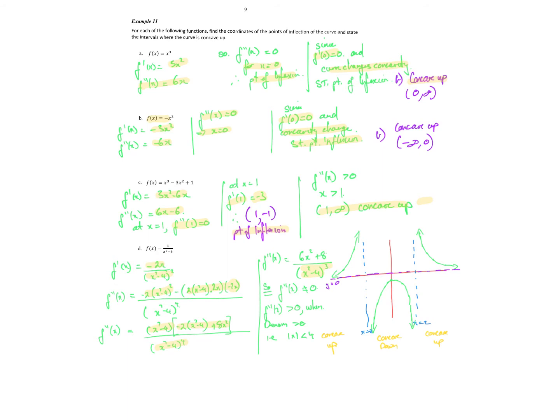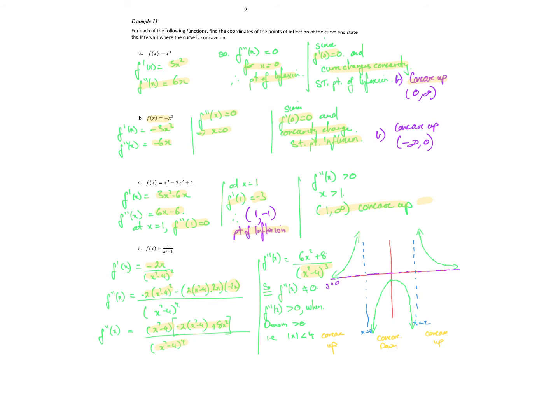So what does that tell me? Well, first things first, x squared minus 4 can never be 0, because that's the denominator. And 6x squared plus 8 will never be 0 because x squared is always positive and we're going to add 8 to it. So at no point is the second derivative 0. So there's not going to be any points of inflection.